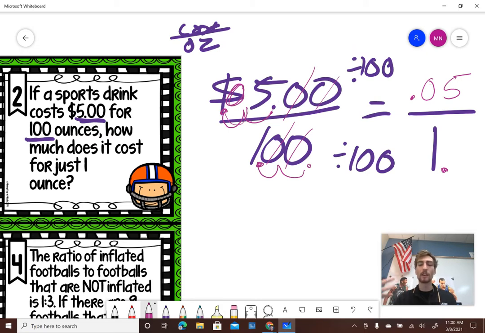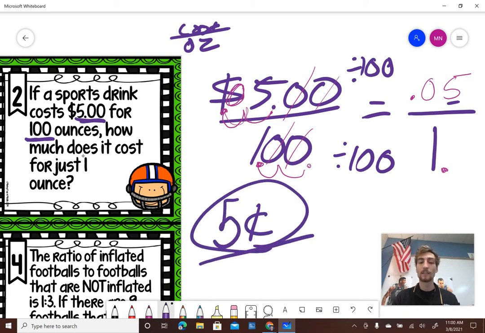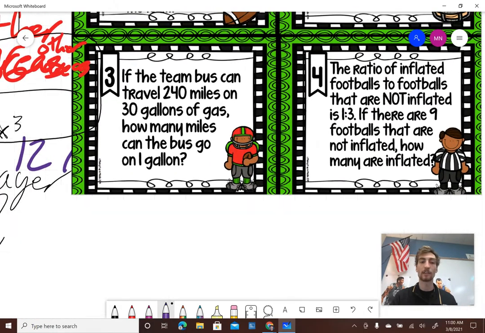Let's see, what would 0.05 be in dollars? Well, we know there's 100 pennies in $1, and this is the 100th place, so there's 5 pennies in this case, or in other words, 5 cents. 5 cents here for every 1 ounce. So I finished my second problem, and I can move on to the third one.